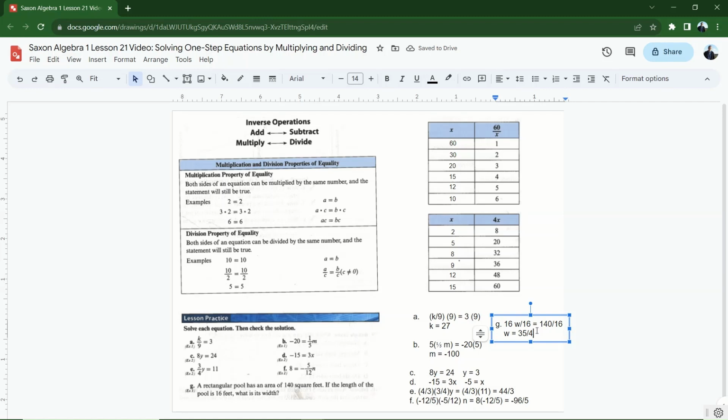And if I check this, 35/4 times 16, just punching this into a calculator on the side here, is going to equal 140. That's the answer. So this is going to be 35/4 of a foot. All right, you are now ready to work problems where you divide both sides by the same thing or multiply both sides by the same thing.